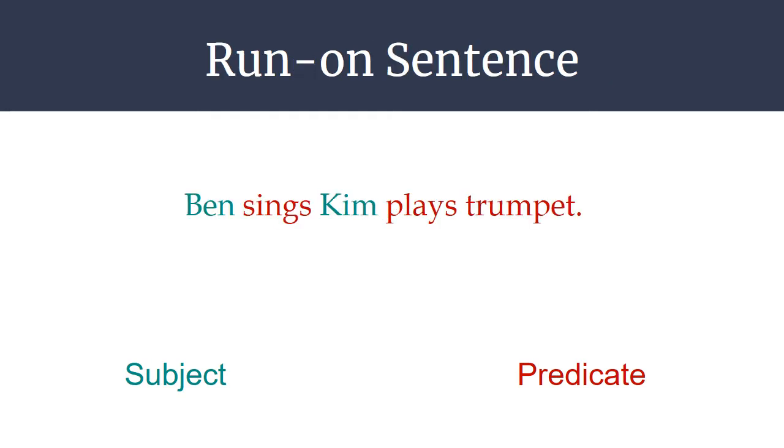A run-on sentence happens when we have two subjects and predicates squished into the same sentence without proper punctuation. So here we have Ben sings, Kim plays trumpet. Now it's probably true that these two sentences are related. They may be talking about an event that's happening at the same time. But because they each have their own subject and predicate, they cannot be one sentence together without some kind of change. This is a run-on sentence.